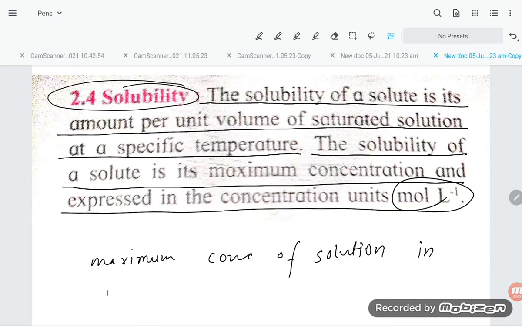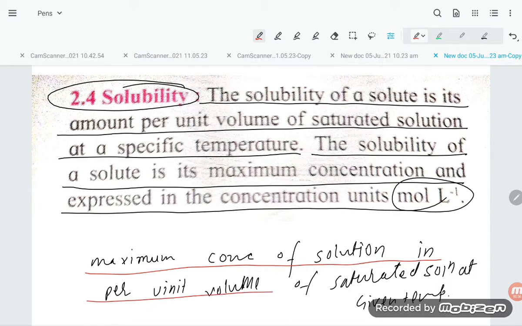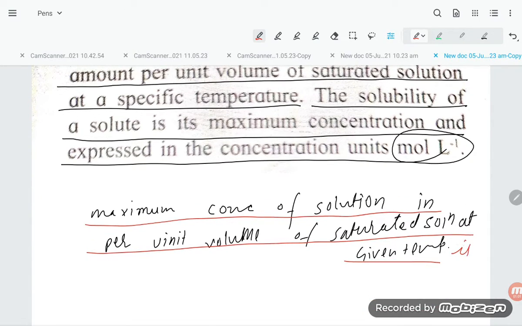per unit volume of saturated solution at a given temperature. So dear students, keep in mind, how can you understand solubility? The maximum concentration of solute per unit volume of a saturated solution at a given temperature is called what, student? It is called solubility, right?